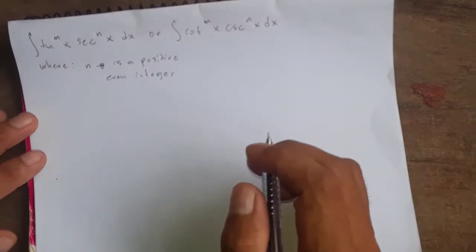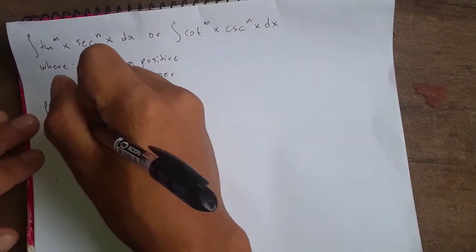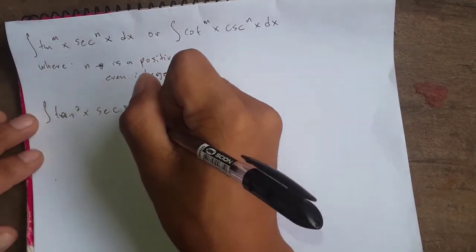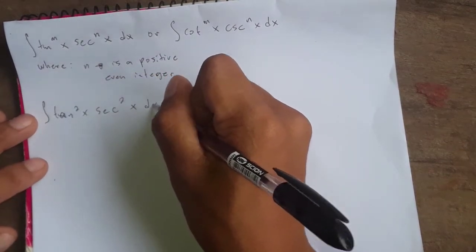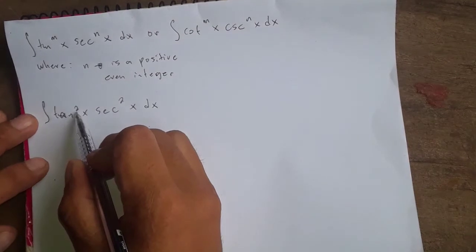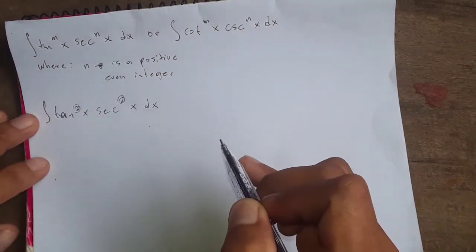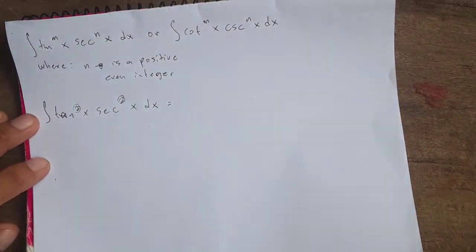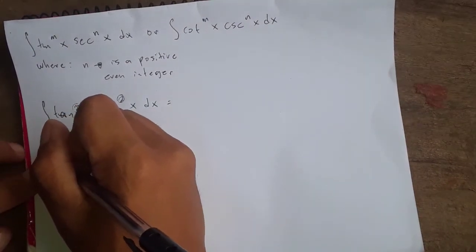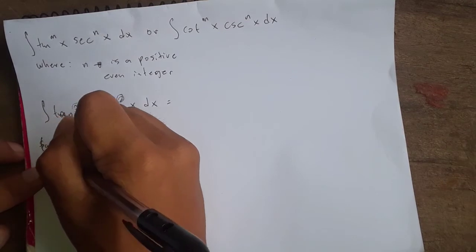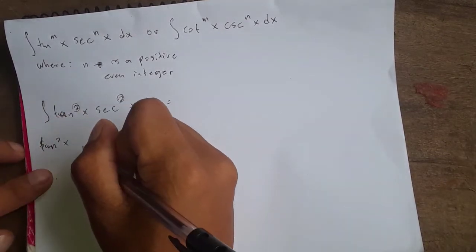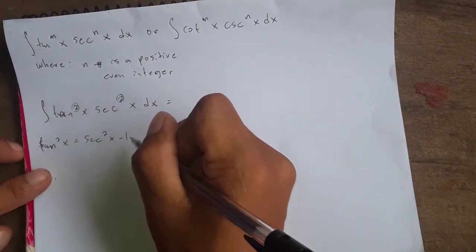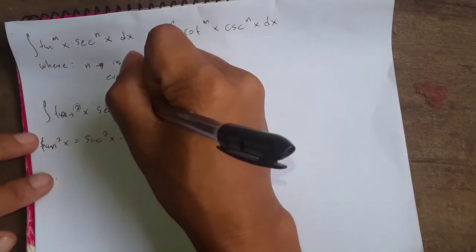So the formula we're going to use here is the same as the formula we used in the previous examples. For example, if we're going to integrate the function tangent squared of x times secant squared of x dx, this is our m and this is our n, where our n here is a positive even integer. So we're going to use the formula tangent squared of x is equal to secant squared of x minus 1.